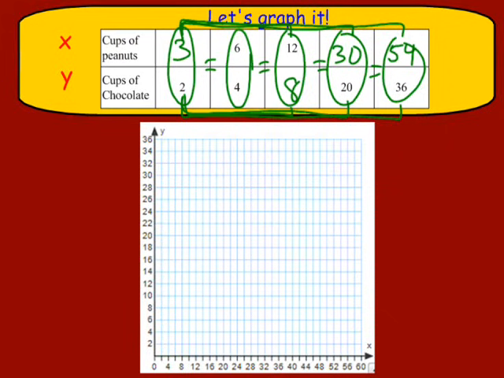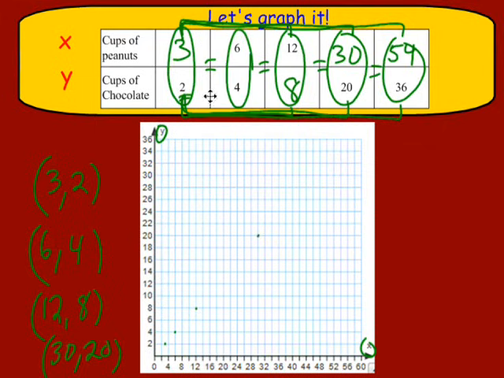Okay. So let's graph this first value, 3, 2. So I'm going to go to 3 on my x, and I'm going to go to 2 on my y. And then I'm going to do 6, 4. 6 would be here. There's 4. 12, 8. So our ordered pair is 12, 8. And we'll do one more. We'll do 30 and 20. So our x and y are 30 and 20. I'm going to go to 30, up to 20, and let's see if I got that right.